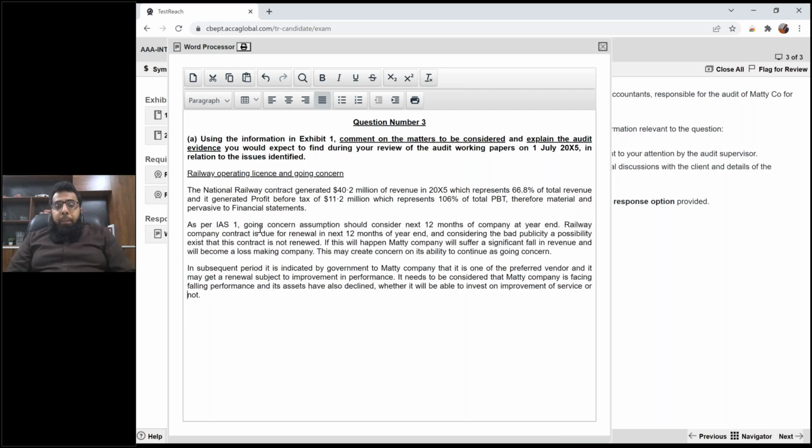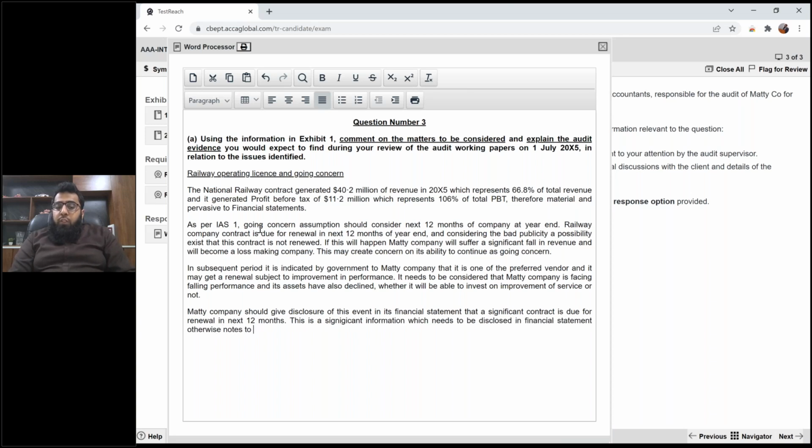Okay, now Metti Company should give disclosure of this event in its financial statement, that a significant contract is due for renewal in the next 12 months. This is significant information which needs to be disclosed in the financial statement, otherwise the notes to the financial statement will be misstated. For every point you are writing, you will get 1 mark.